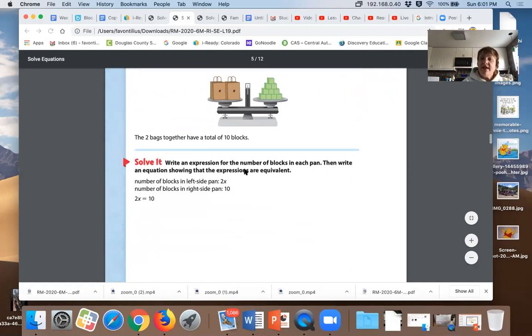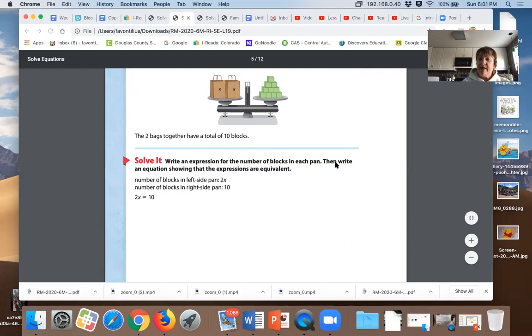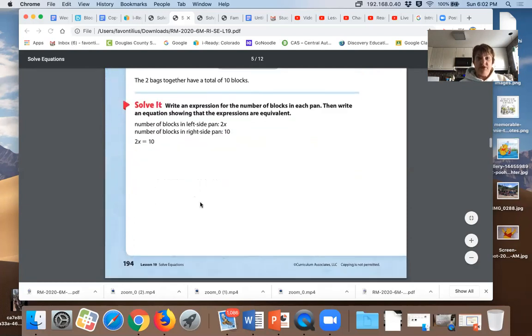Solve it. Write an expression for the number of blocks in each pan. Then write an equation showing that the expressions are equivalent. Number of blocks on the left side, 2x. There's x plus x, or 2x, right? Number of blocks in the right side of the pan, 10. So there is your equation. 2x equals 10. So far, so good. Let's get to page 195 and let's think about that then.